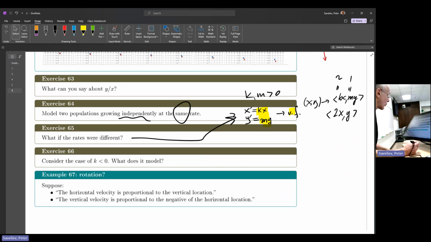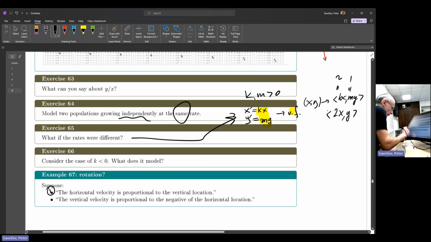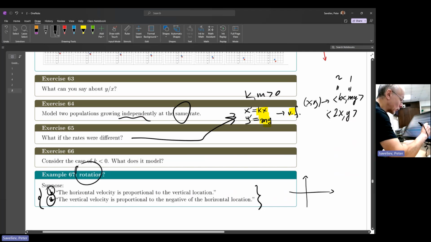The horizontal velocity is proportional to the vertical location, and the vertical velocity is proportional to the negative of the horizontal location. So these are not separate ones; they are taken together. Once again, if I just plot a couple for you, you will get what this suggests. So if I'm at 1, 1, for example, the location is 1, 1. Which way am I going from 1, 1?